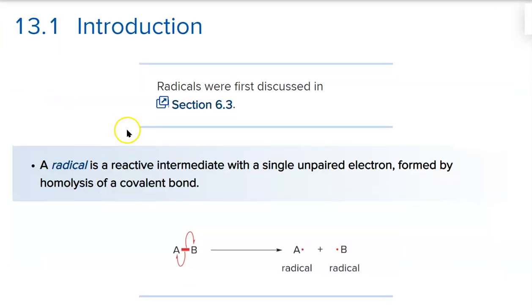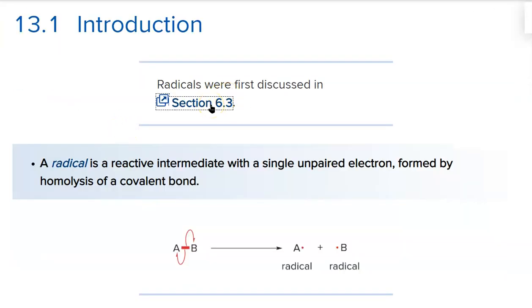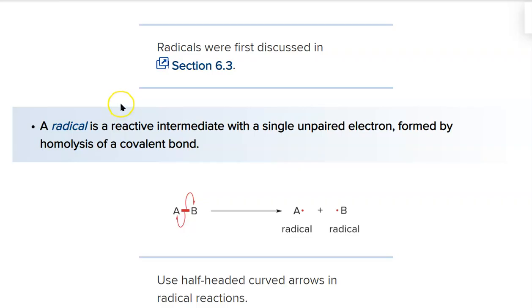The introduction now. Radicals first discussed back in Chapter 6, but very briefly. We've got two things here shown as A and B. Now this might be two chlorines or two bromines, and they are sharing a pair of electrons in a bond here. What we show is this arrow.